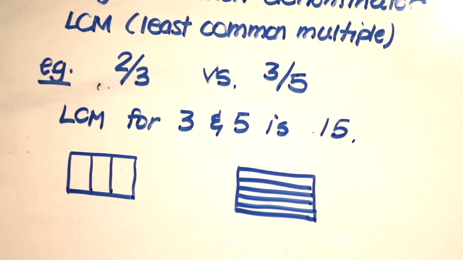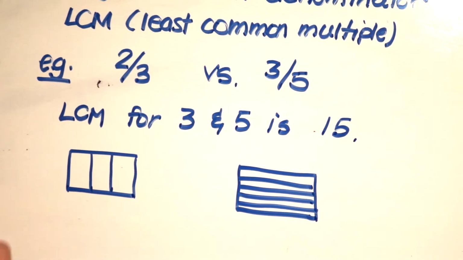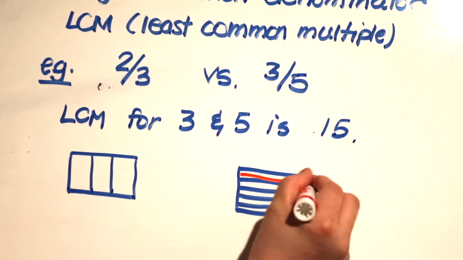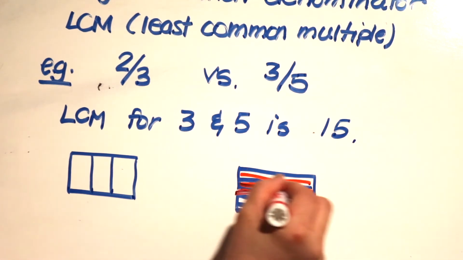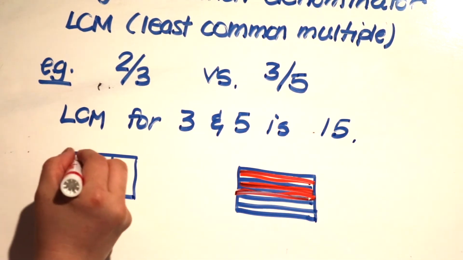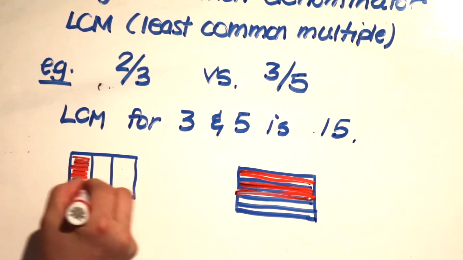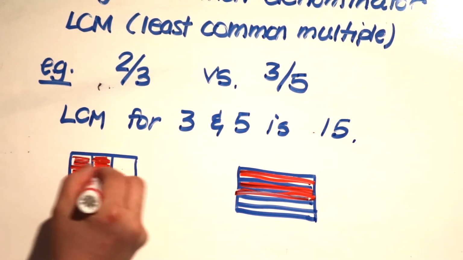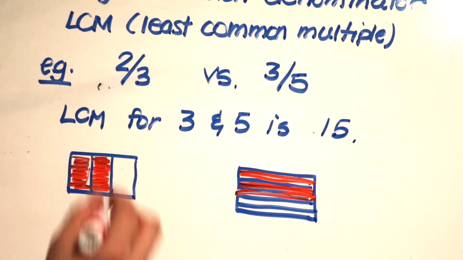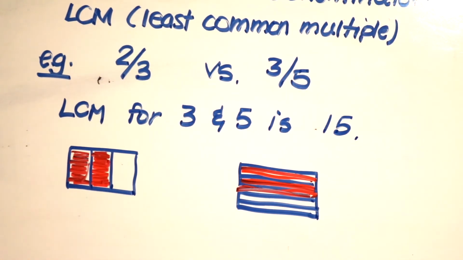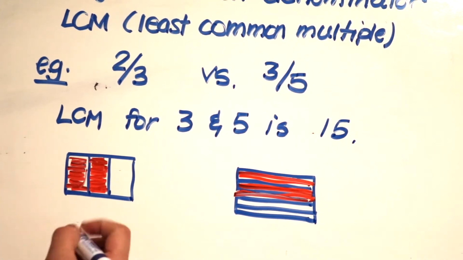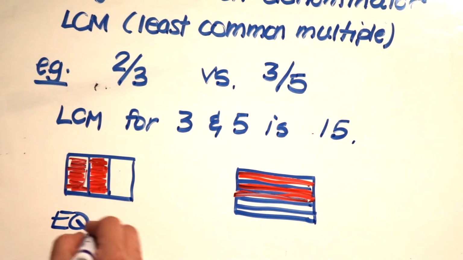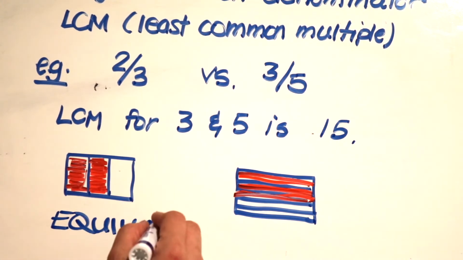Okay. So, here's our 3/5. And here's our 2/3. And as you can see, it's hard to tell which one is greater, because the pieces are not the same size. So what we want to do is make the pieces all the same. And that's where our equivalent fractions come in.